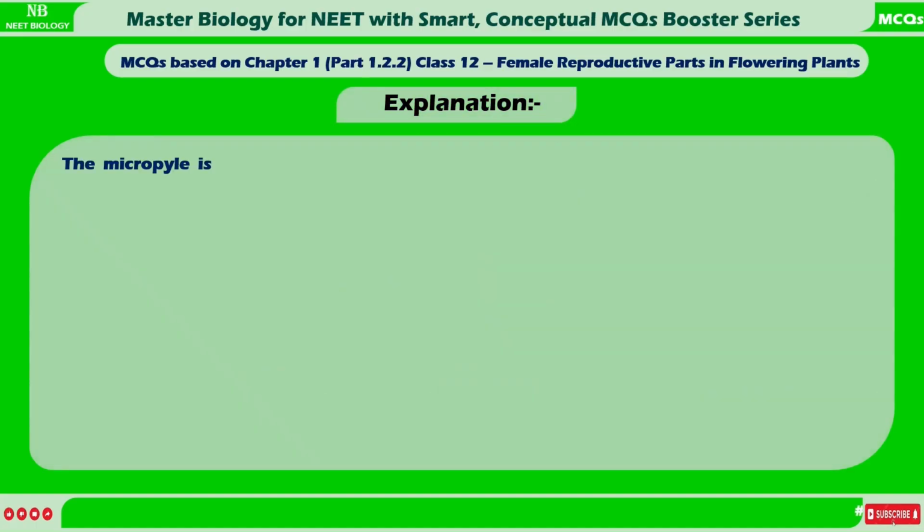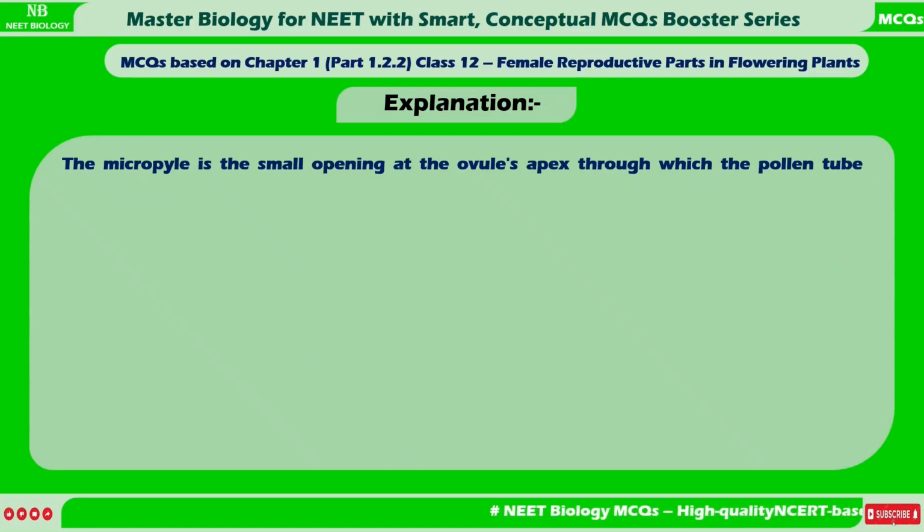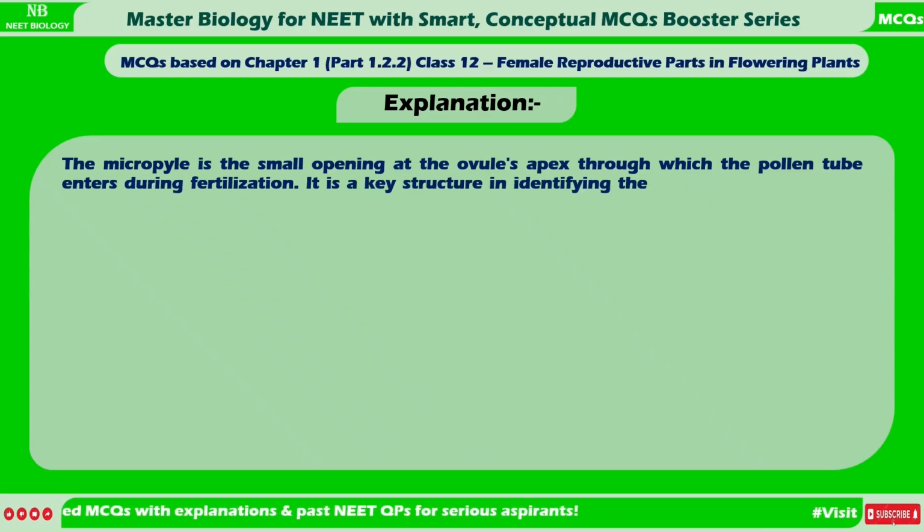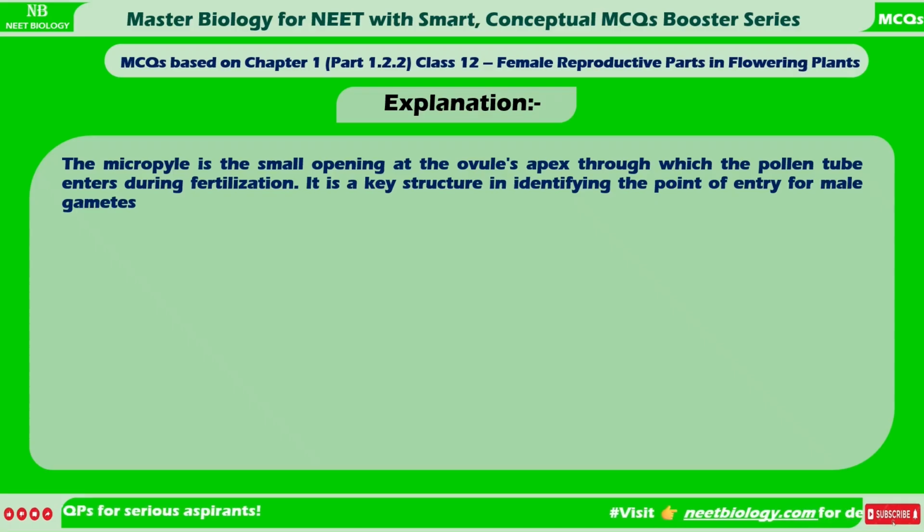Explanation. The micropyle is the small opening at the ovule's apex through which the pollen tube enters during fertilization. It is a key structure in identifying the point of entry for male gametes.